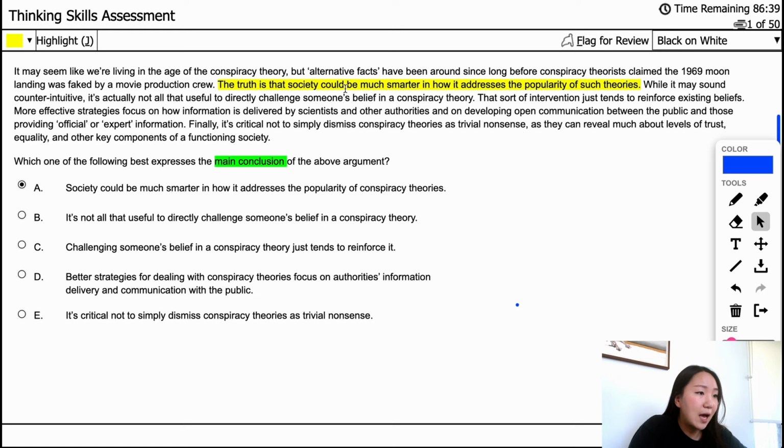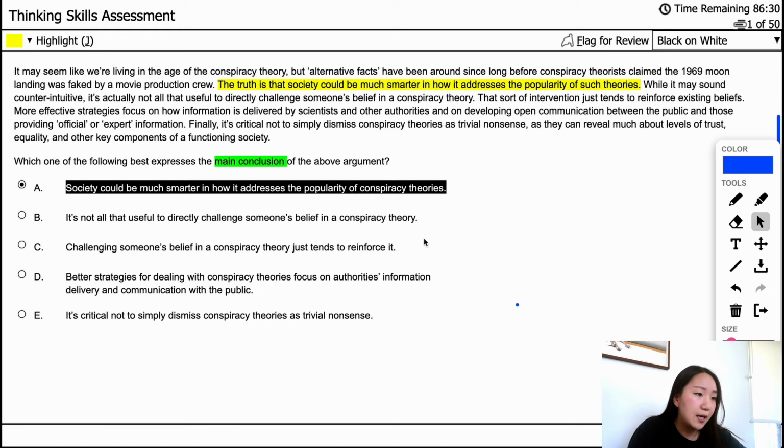We know that we have to now match that statement with the exact sentence from A to E, one of these answers. And if you look, society could be much smarter in how it addresses the popularity of conspiracy theories. That's exactly the same sentence. So the answer is A.